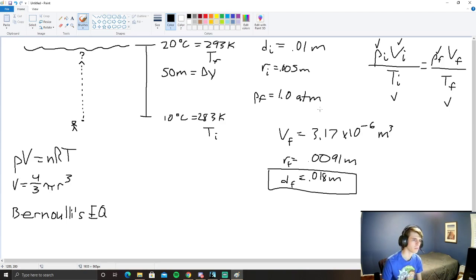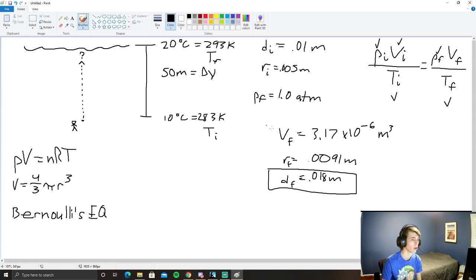So now we have the final diameter, and we can look at whether that's what we expected. Take note that this is a higher value than our initial diameter. Also, we increased the temperature from initial to final. Increasing the temperature would also mean we'd have to increase the volume, so that makes sense.